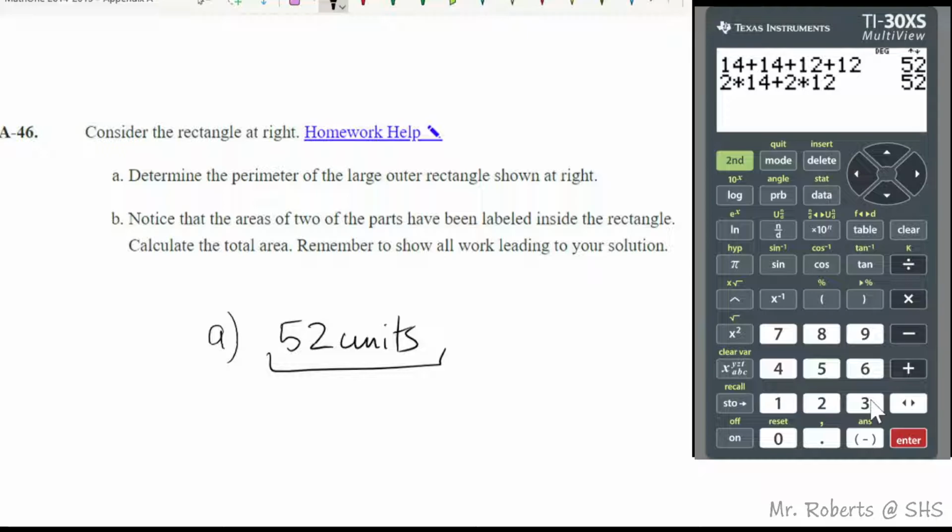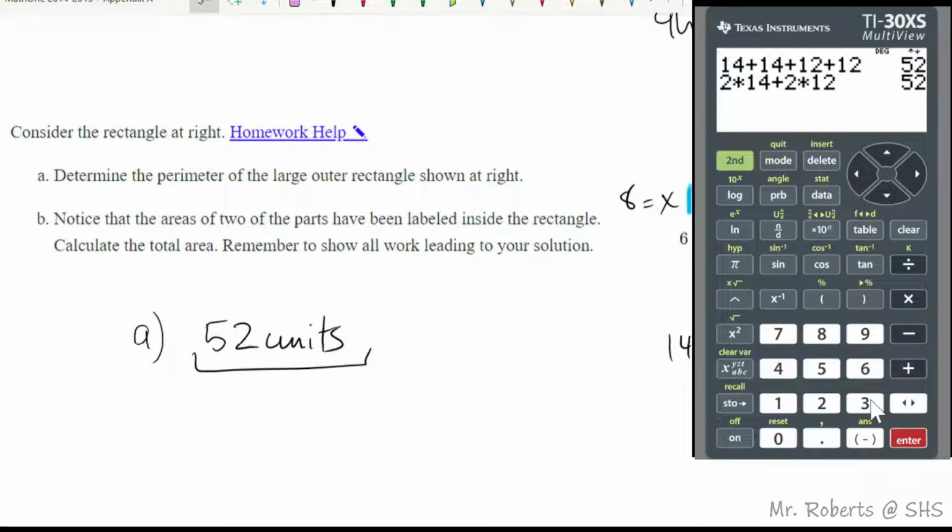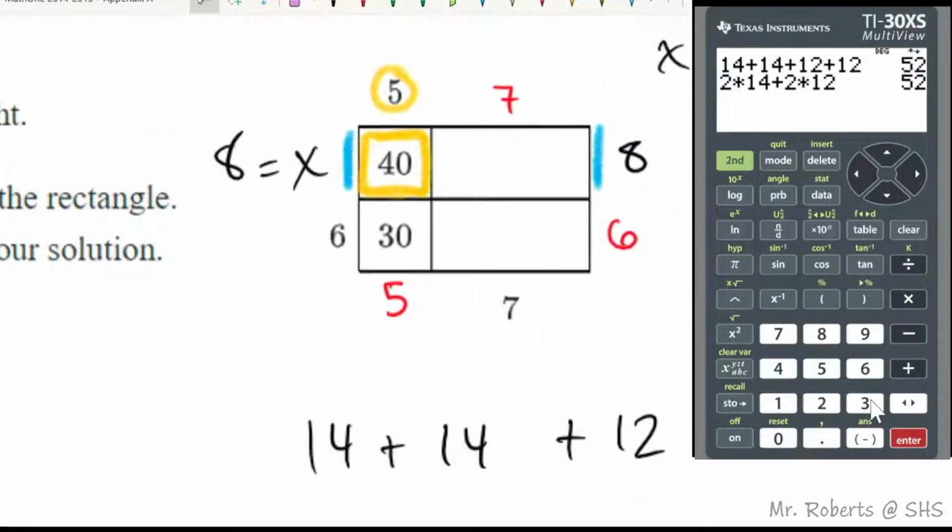And then the last question says, notice that the area of 2 parts have been labeled inside the rectangle. Calculate the total area. Remember to show all work leading to your solution. Well, hey, this is great. 2 of them I've got, the 40 and the 30, but let's figure out the other parts of the area. So this piece right here is 7 times 8. 7 times 8 is 56, better be.